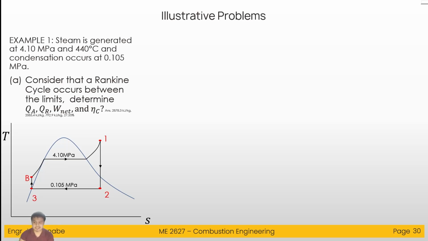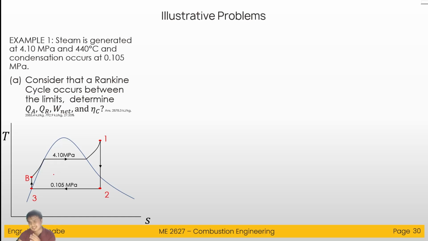So we can draw the TS diagram here. We have two working pressures. The higher pressure is 4.10. This is the constant pressure heat addition, and then you also have the constant pressure heat rejection. So we have 4.10 and 0.105.